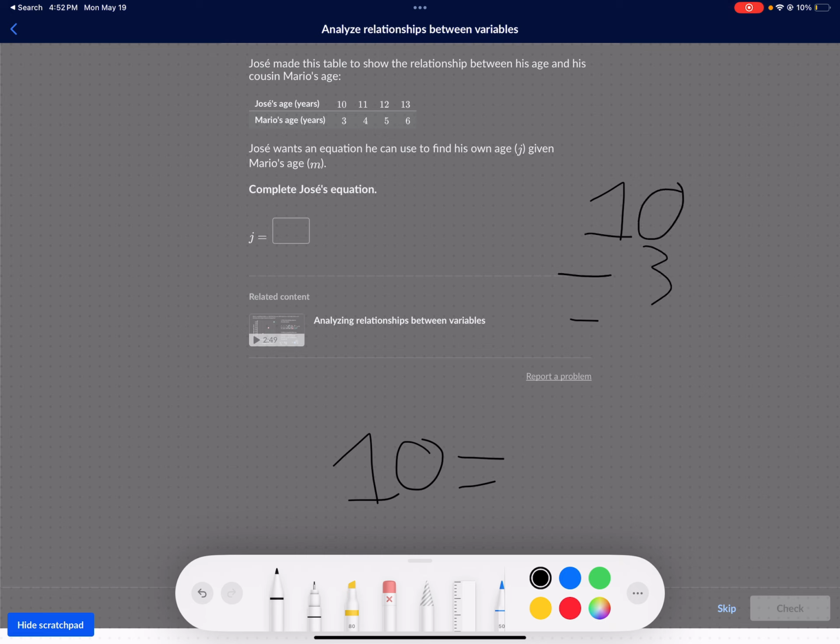10 minus 3 is 7. 11 minus 4 is 7. 12 minus 5 is 7. What do you know? There's our proportion. Jose is 7 years older than Mario.